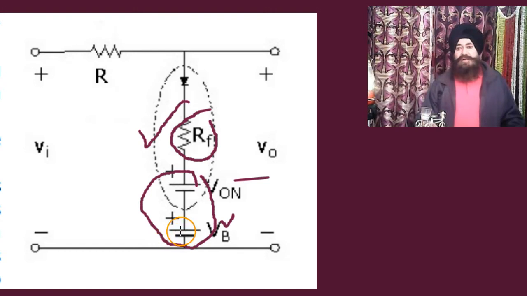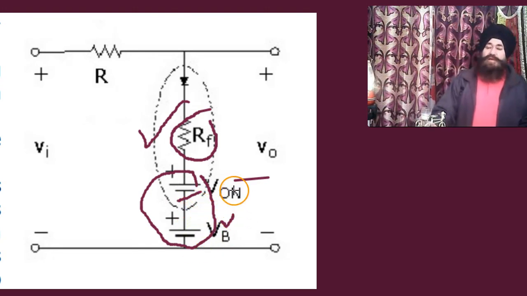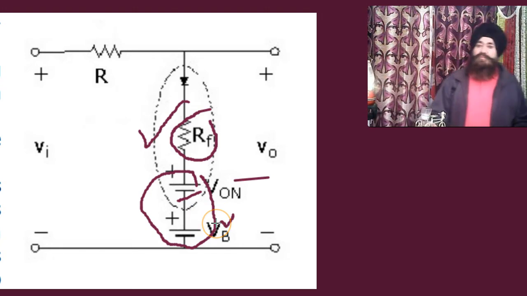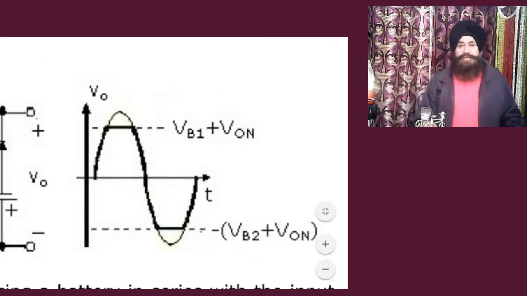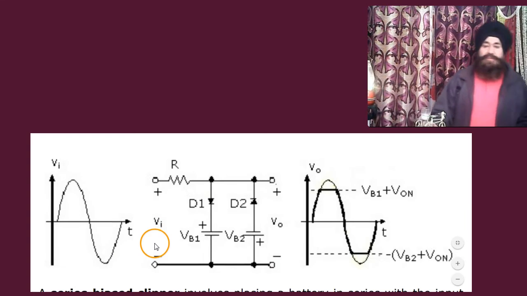If here it is negative and positive, but here, if it is positive here and negative above, then it may be VB minus V on. So for a practical diode, like silicon having 0.7 volts, that 0.7 may be added or subtracted in VB, and then the reference level will be slightly changed. And a practical diode also has some forward resistance, which makes some distortion in the clipping and the output clipped signal. Okay.